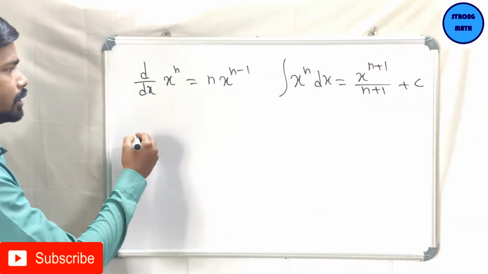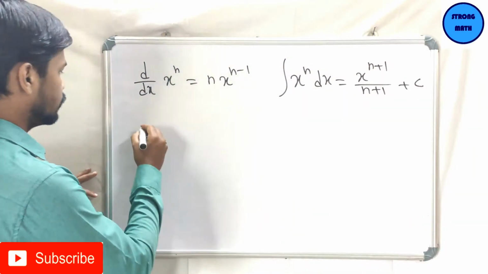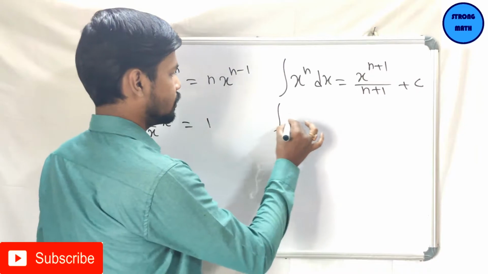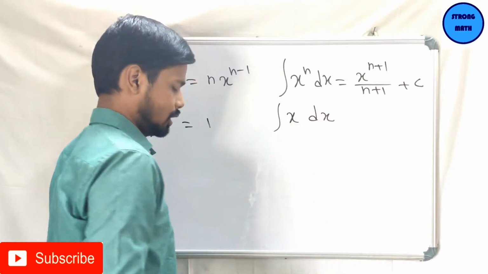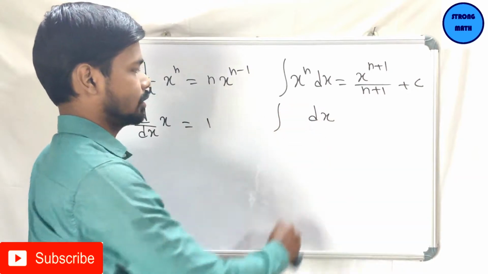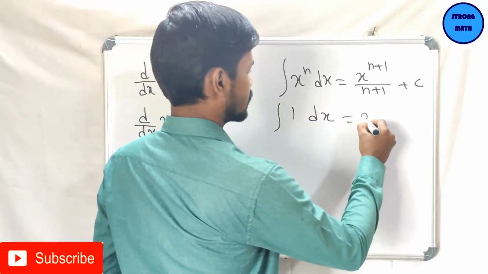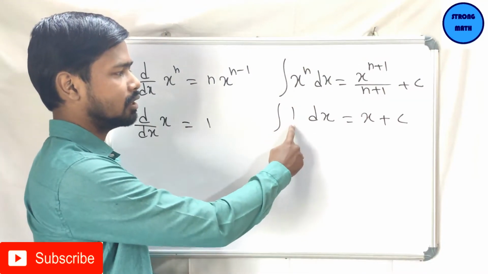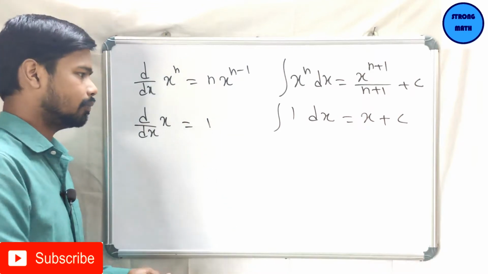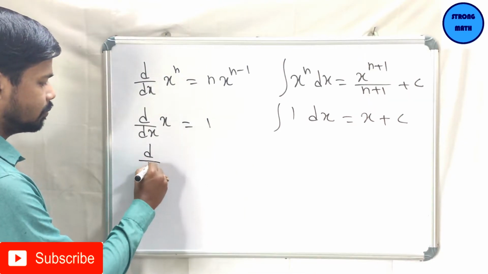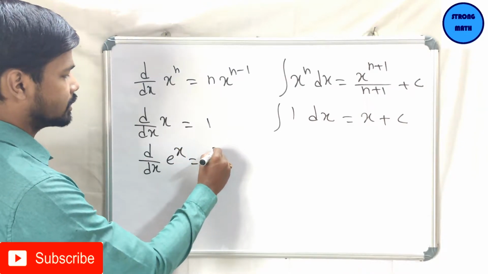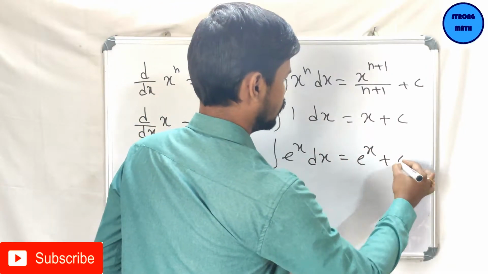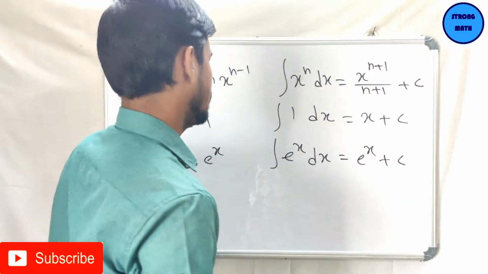This is the difference between integration and differentiation. Suppose the derivative of x is equal to 1. If we integrate 1, then what will we get? We will get x plus c. Look, the derivative of x is 1, but the integration of 1 is x. Now the derivative of e to the power x is e to the power x itself. Integration of e to the power x is e to the power x itself. We must write the integrating constant in each case.